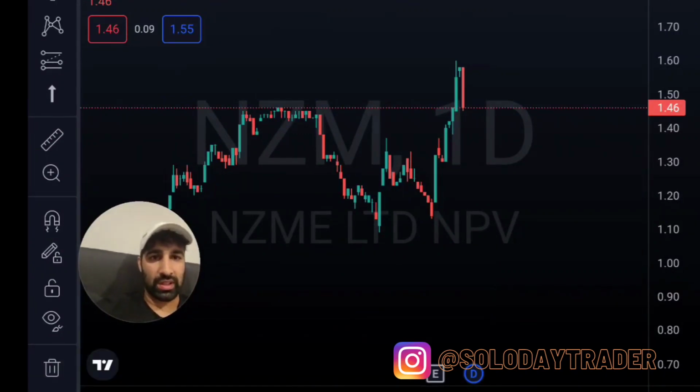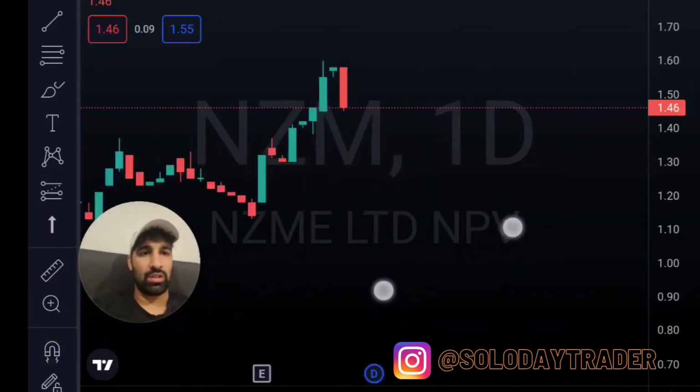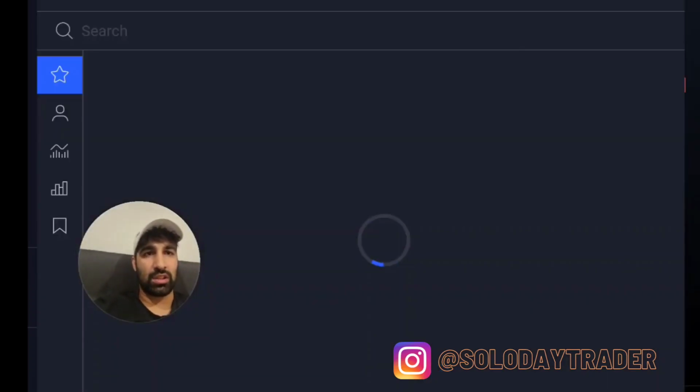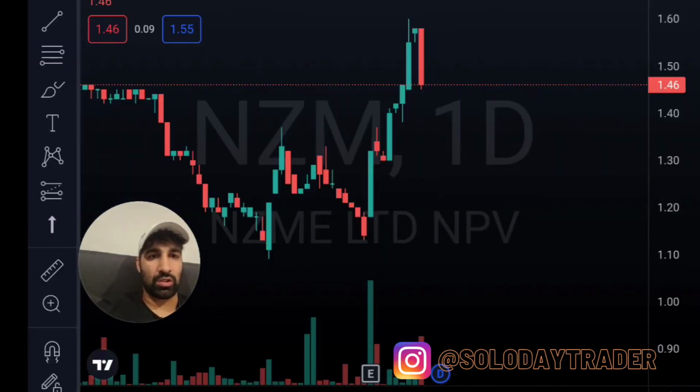Remove drawings indicators. Cool. Back to the crosshair. There you go. So NZM has been ripping higher lately. Now I'll just get the volume indicator out as well. There you go, showing a bit of volume.